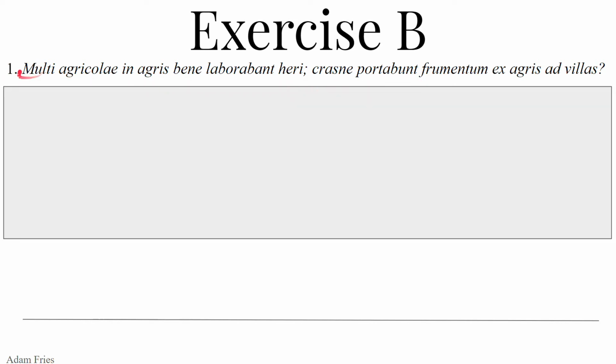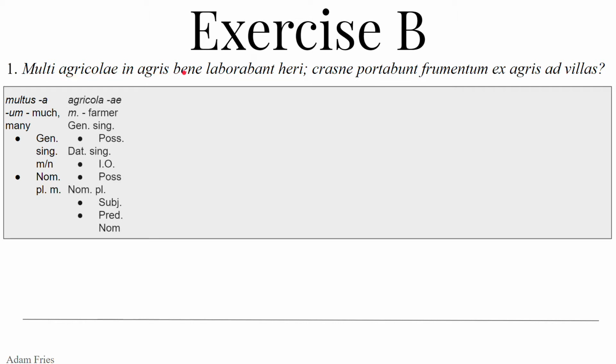All right, starting with the left, first word. Multi, from multus, a, um, much, plural, many. This multi form could be the genitive singular, masculine or neuter, or it could be the nominative plural masculine. Let's wait for a noun. Agricola, ae, masculine, farmer. So this form agricolae could be the genitive singular showing possession, the dative singular showing the indirect object or possession, or the nominative plural, subject or the predicate nominative. Well, multi agricolae, they could go together if nominative plural masculine. So we'll keep those options open.